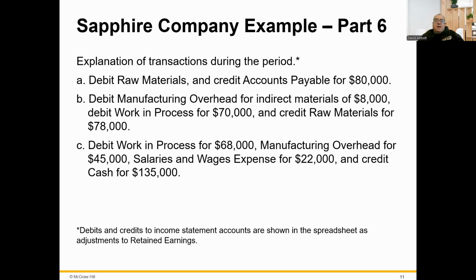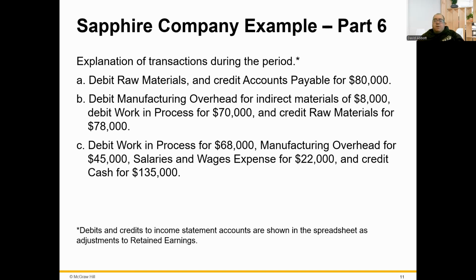We debit the manufacturing overhead for the indirect materials of 8,000, because that's how much of it they used. And we would debit our work in progress inventory for 70,000. That's what they used during a period, and then credit raw materials for 78,000. So they're taking the 78,000, that's what they used during the period. Of that, 8,000 was overhead, 70,000 of it was for what they actually produced.